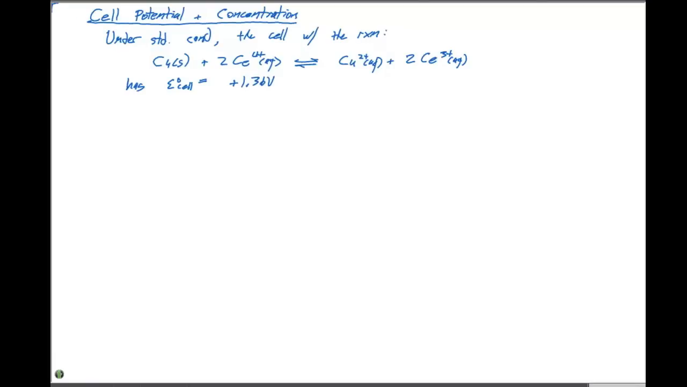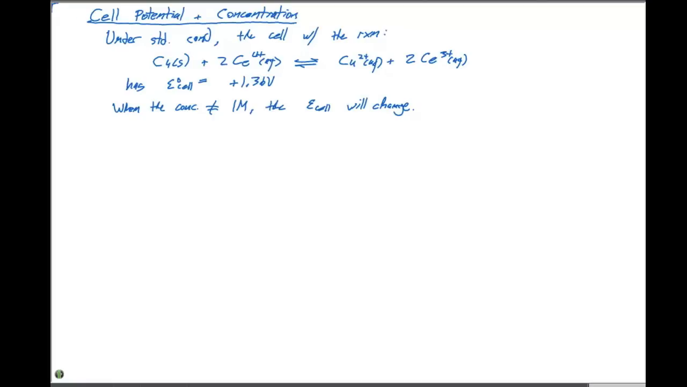What we're going to ask ourselves now is what happens when we change the concentrations to not be equal to 1 molar, which would be going away from standard conditions. So when the concentration does not equal 1 molar, the cell potential will change. And we can investigate this in the laboratory.